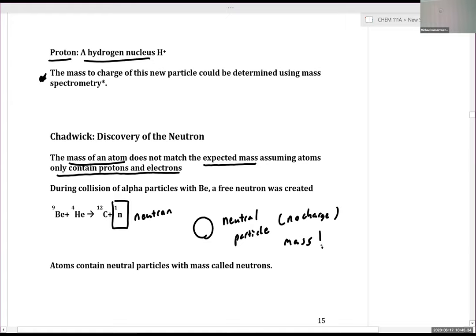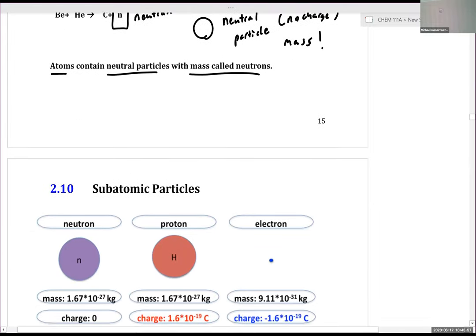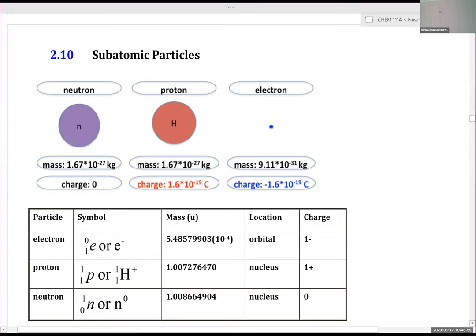Okay, so from Chadwick's experiments, we have evidence and an exact measurement for the idea that atoms contain neutral particles with mass called neutrons. So these are all the seminal experiments to elucidate the components of an atom. Now what we're going to focus on is the properties of subatomic particles, and how we represent, write out, and describe atoms with different numbers of these fundamental subatomic particles.